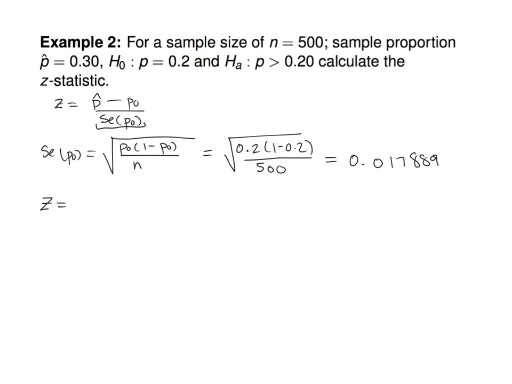So then the z-score is p hat, which is 0.3, minus 0.2, divided by 0.017889.